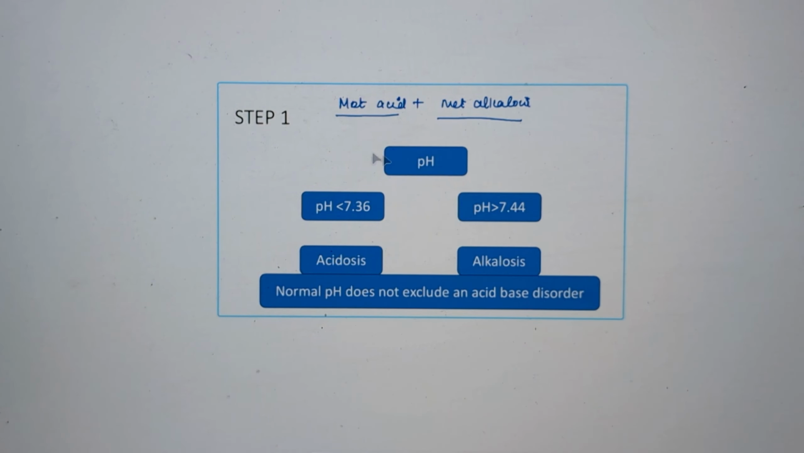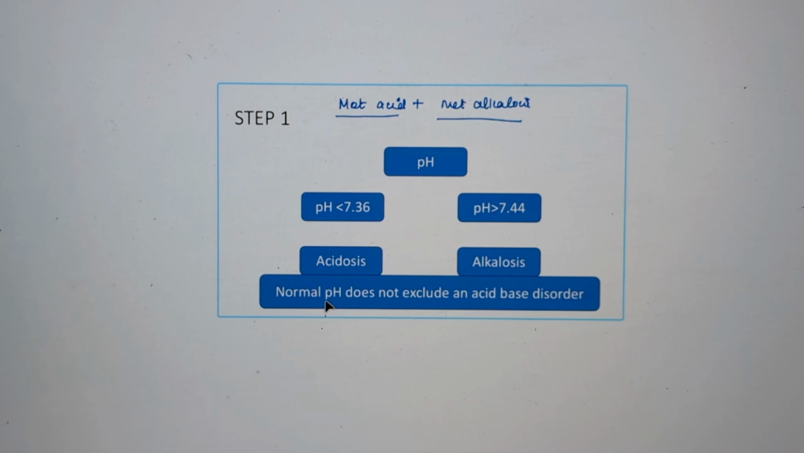Step 1. Check the pH. If the pH is less than 7.36, it indicates acidosis. If the pH is more than 7.44, it indicates alkalosis.